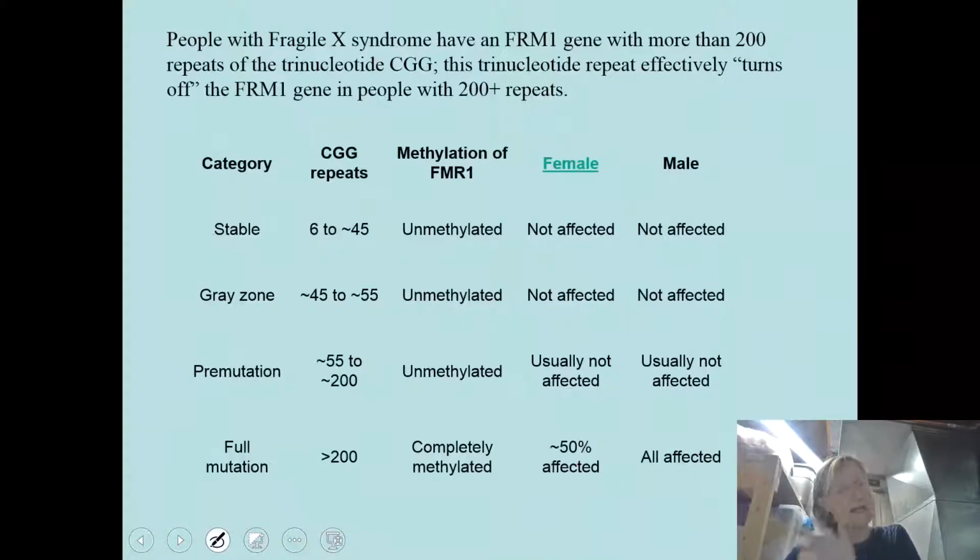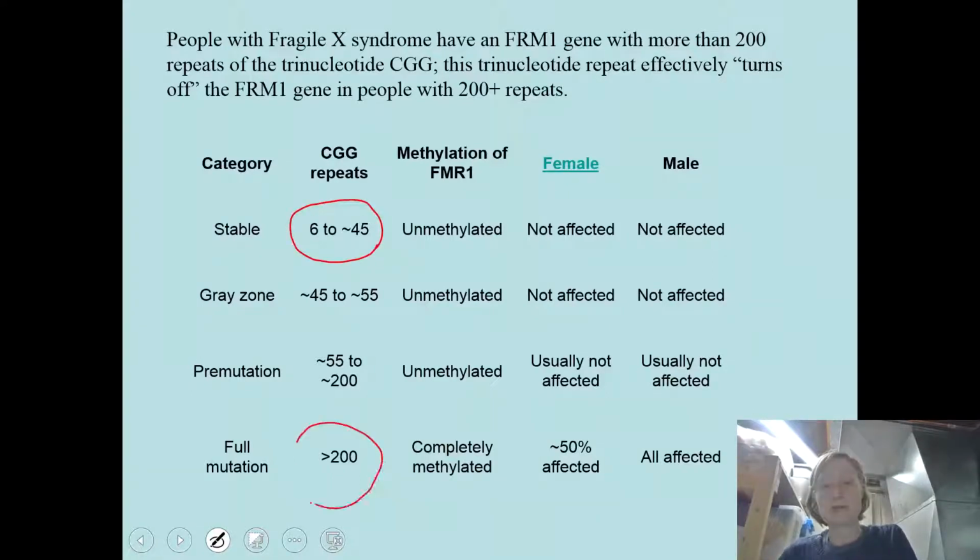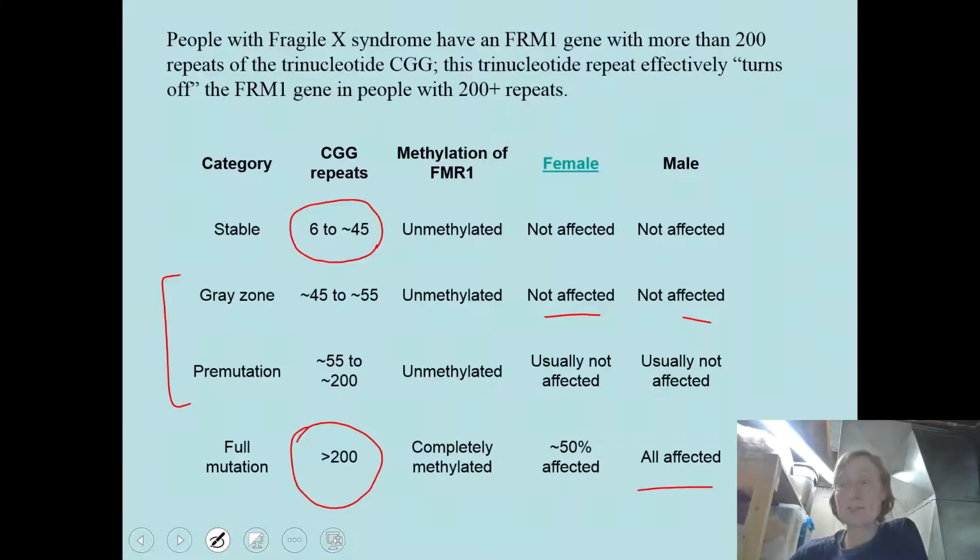This slide here just shows you that the repeat is actually unstable in some people. So most people have 6 to 45 repeats. People with the full mutation have greater than 200. And then there's some people kind of in the middle, and they're usually not affected. Okay, males tend to be affected more quickly because they have only one X chromosome. Okay, that's an example of a duplication.